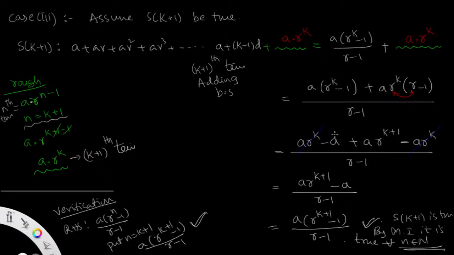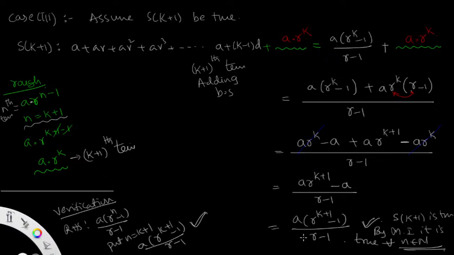Now multiply, minus a, here a into r, bases are equal, power should be added. Then it is r power k plus 1, a into r power k plus 1 minus ar power k by r minus 1. Ar power k get cancelled. Positive terms first you write, negative terms second. From this a is common, a into r power k plus 1 minus 1 by r minus 1.